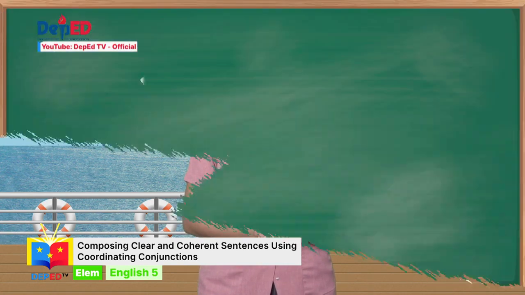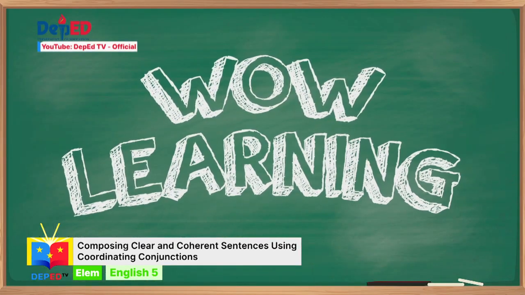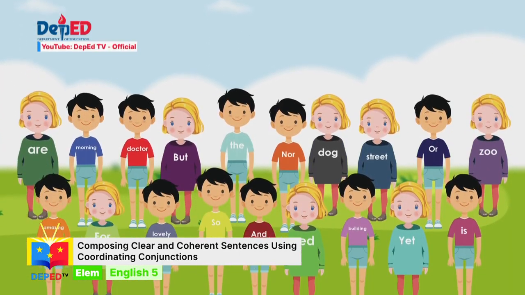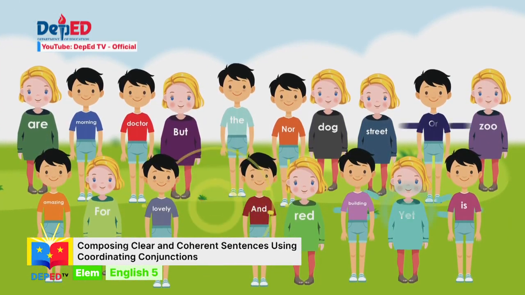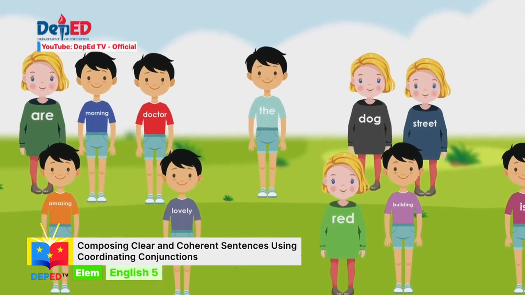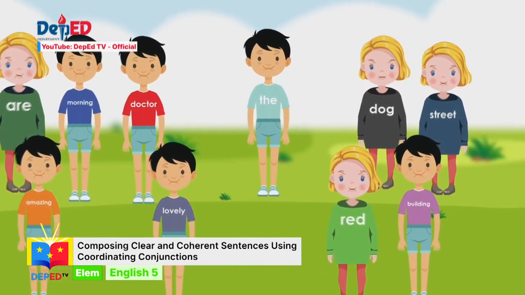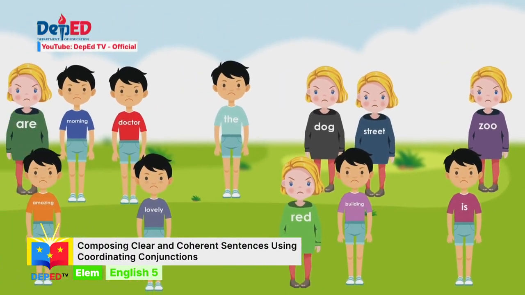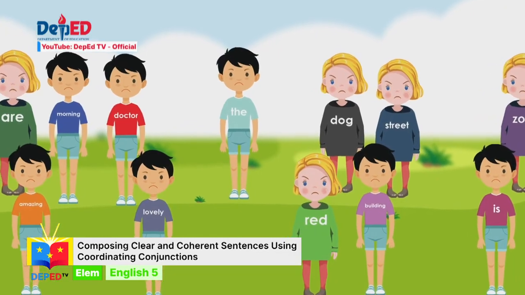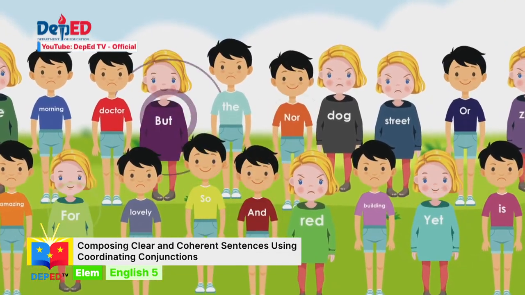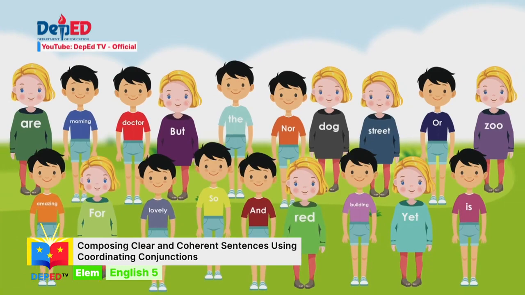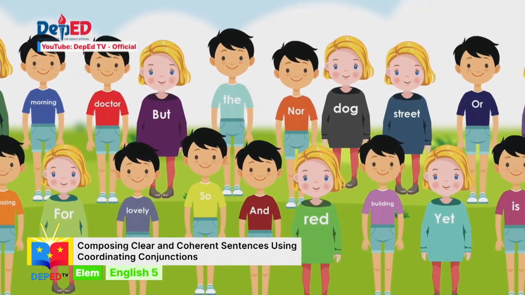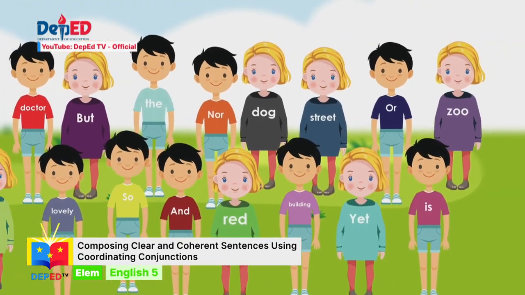It's time for our Wow Learning! Can you imagine a world without any words that connect the ideas in our sentences? Conjunctions are also called connectors, and without them, what a terrible world it would be. Misunderstanding and confusion would surely take over if we fail to use conjunctions. So do not forget to use coordinating or subordinating conjunctions in your sentences. They will ensure that your sentences are clear and coherent.